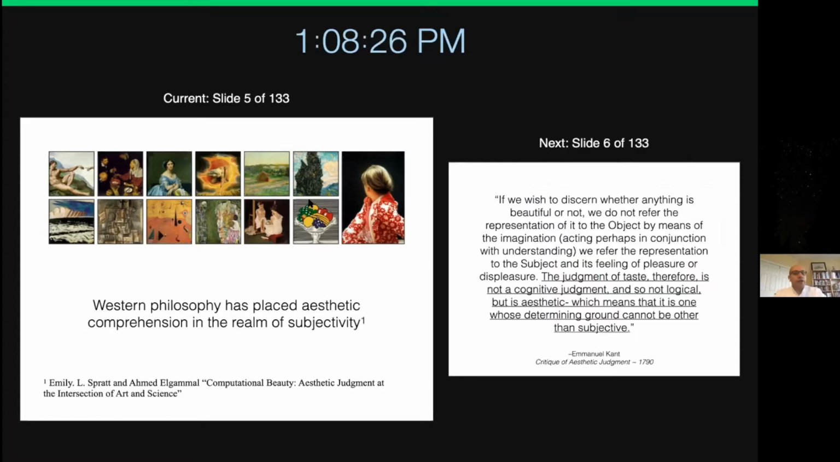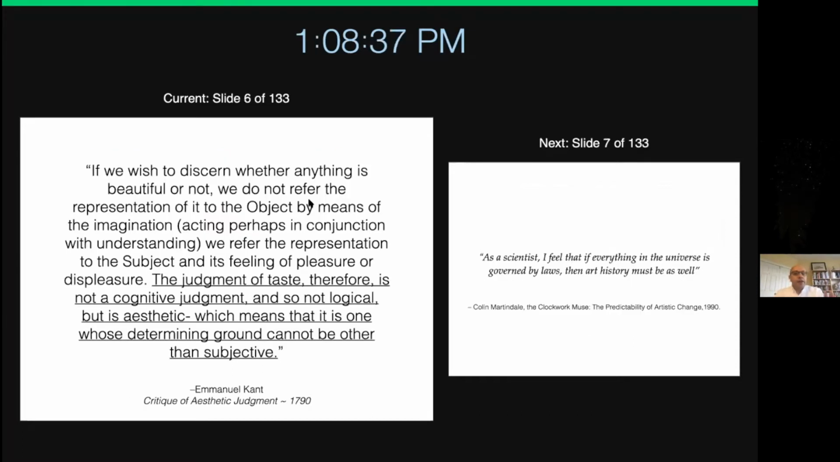And actually, it's rooted in Western philosophy. Western philosophy has placed aesthetic comprehension in the realm of subjectivity. We can trace that back to Immanuel Kant in the 18th century, in his book Critique of Judgment, where he explicitly argued that the judgment of taste is not cognitive or logical, but aesthetic, which means that its determining ground cannot be other than subjective. And that actually shaped the separation between art and science in the last two centuries.